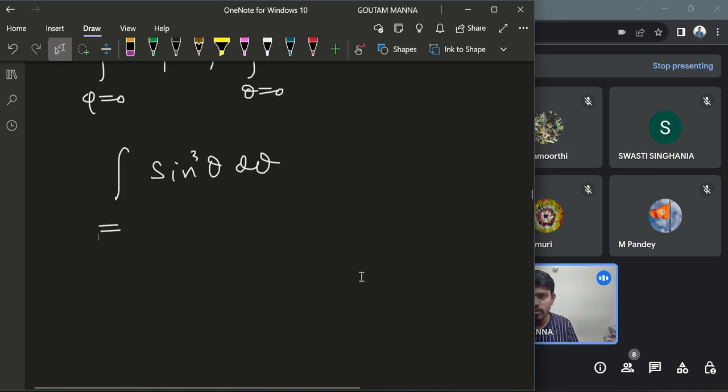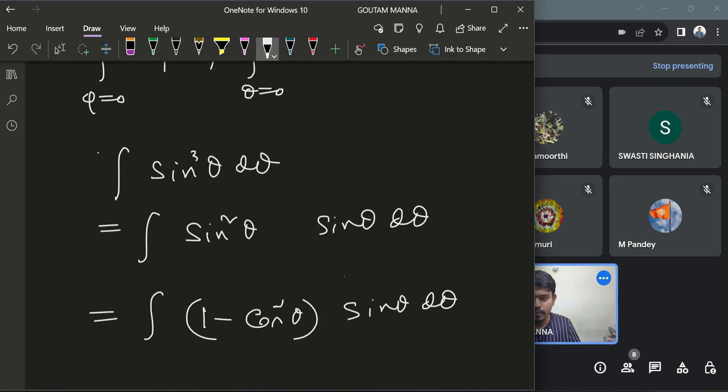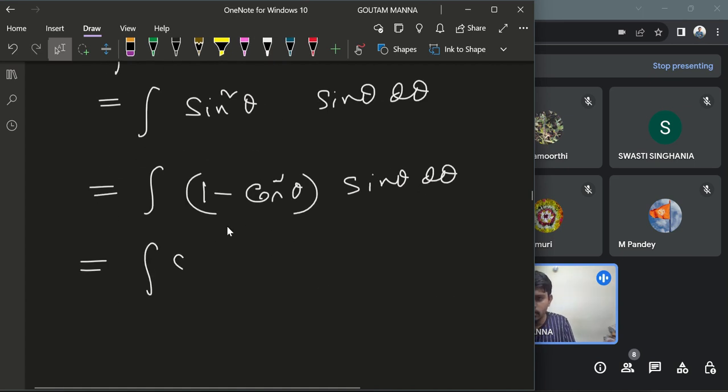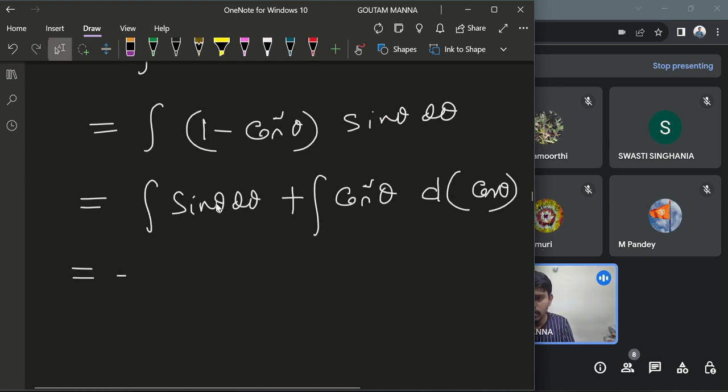One can directly use the sine 3 theta formula, but let me do it like this. This sine square theta sine theta d theta, then it will be 1 minus cos square theta, sine theta d theta. So it will be the integration of sine theta d theta minus cos square theta sine theta d theta, that I can write as d of minus cos theta. This minus I can put outside, then it will be plus. So it will basically be minus cos theta plus cos cube theta by 3.